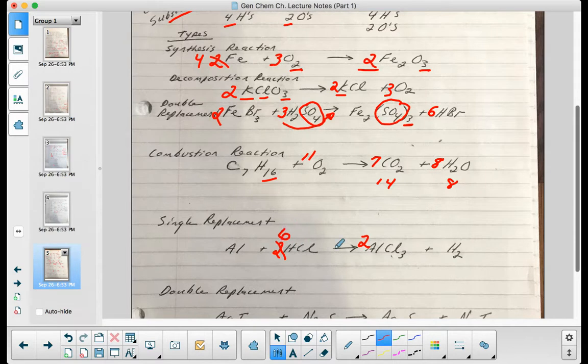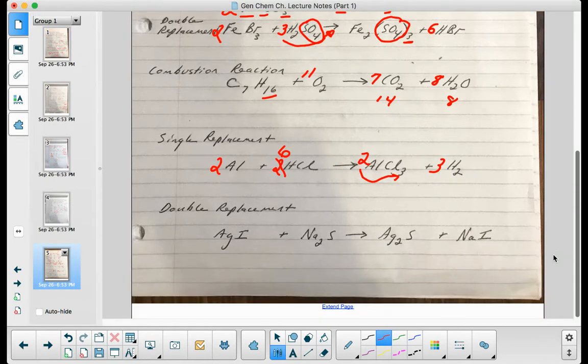And now I have 6 hydrogens. So I'll put a 3 here. And I forgot about my aluminums. So now I'll go back and check my aluminum. So now I see I have 2 aluminums, 6 hydrogens, 6 chlorides. On the reactant side, 2 aluminums, 6 chlorides, because remember that 2 gets distributed, and then I have my 6 hydrogens. And then one last one here.